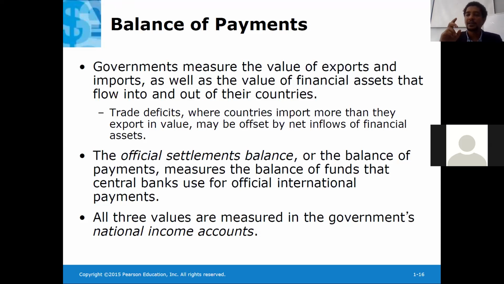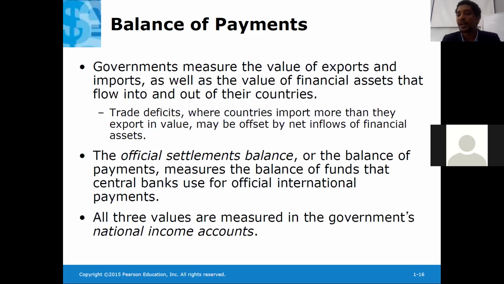As I've said, there are several factors that affect the balance of payment. One of them is the import and export. And there are also other factors that affect balance of payment, for example, the foreign direct investment. We'll talk about this in detail. So governments measure the value of exports and imports, as well as the value of financial assets that flow into and out of their countries.